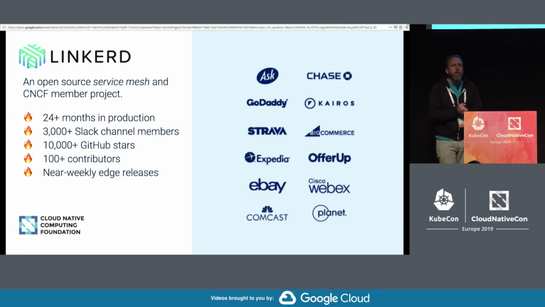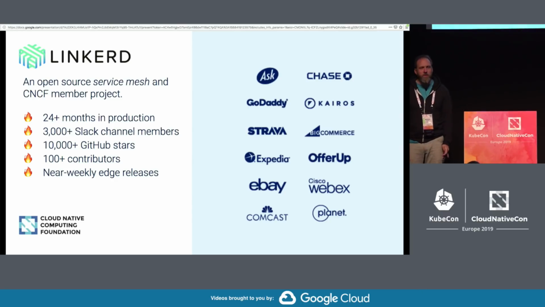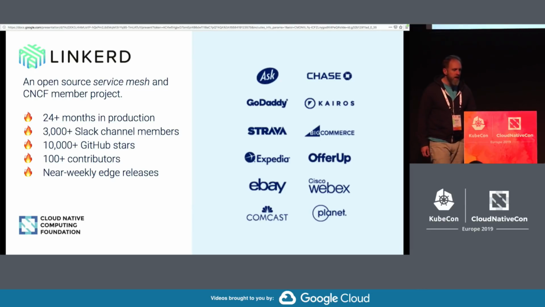OK, so let's start with what is Linkerd. I have the answer right here for you. It's a service mesh. Hopefully, the term service mesh is familiar to you, and hopefully you know that you need a service mesh. You might not know what it is, but you know that you need it. And I'll explain what a service mesh is.